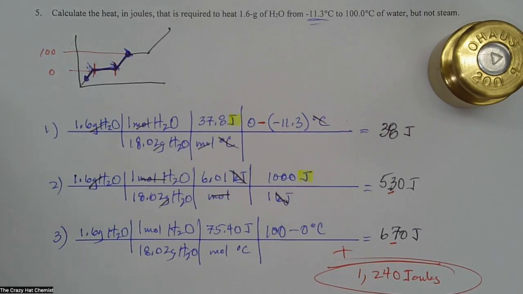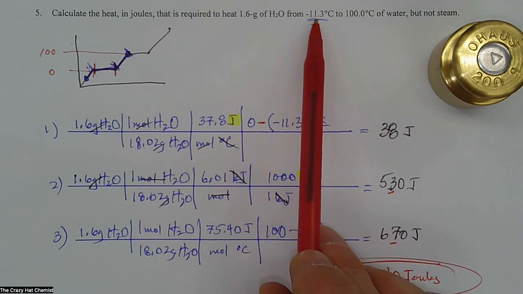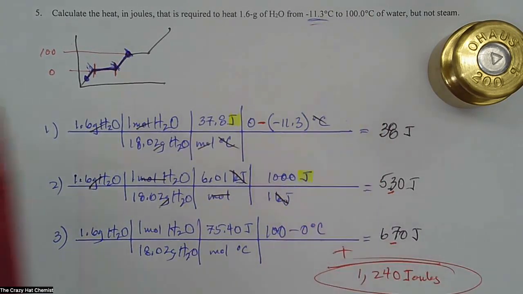Hopefully that makes sense. Again, what that means is that it requires 1,240 joules to heat up 1.6 grams of ice that's initially at a negative 11.3 degrees Celsius to heat it up to water at 100 degrees Celsius. Again, that's not steam, that's water at that temperature. All right, cool. Let's move on to number 6.